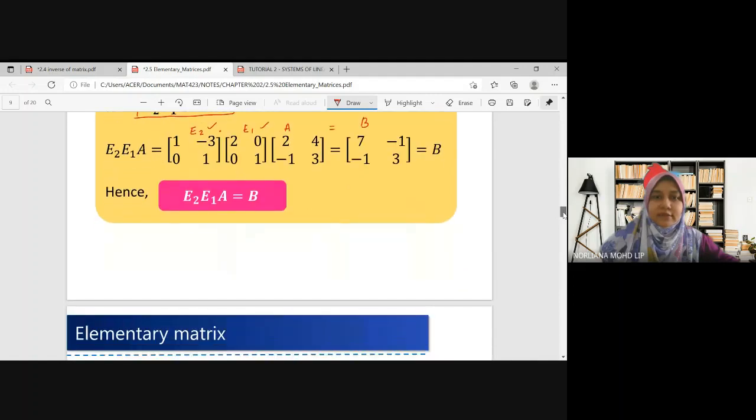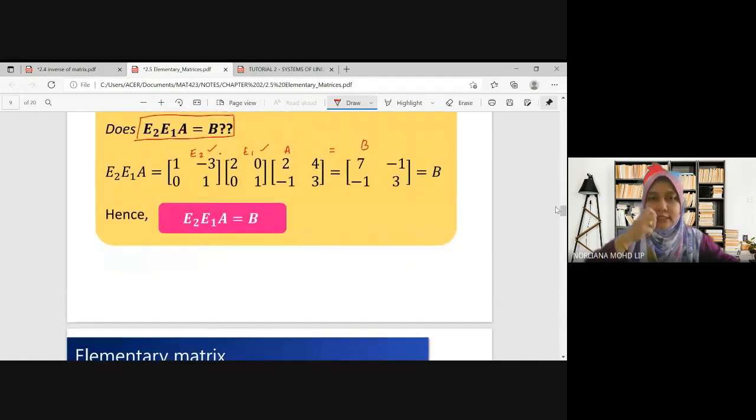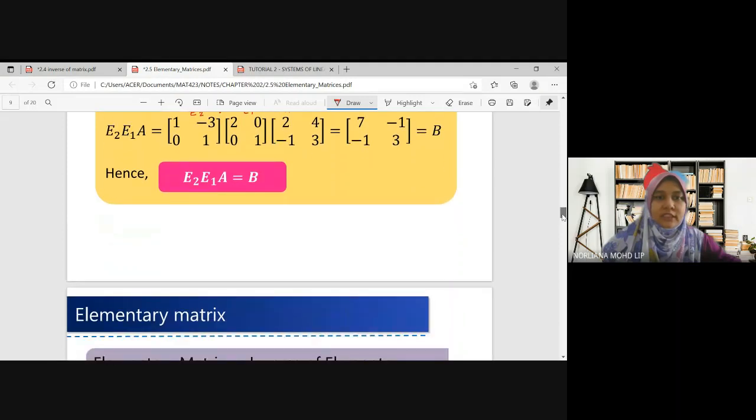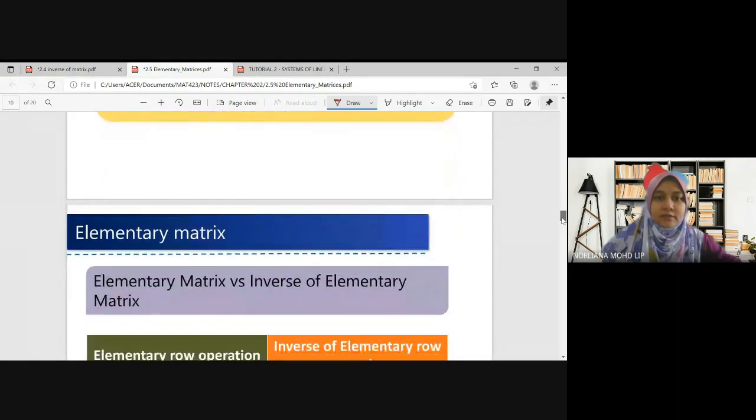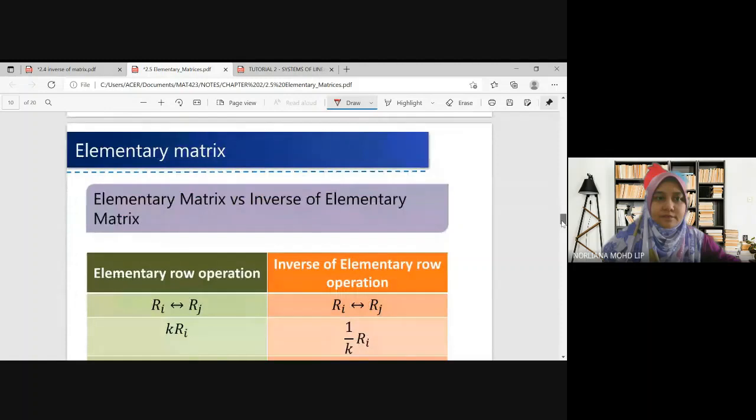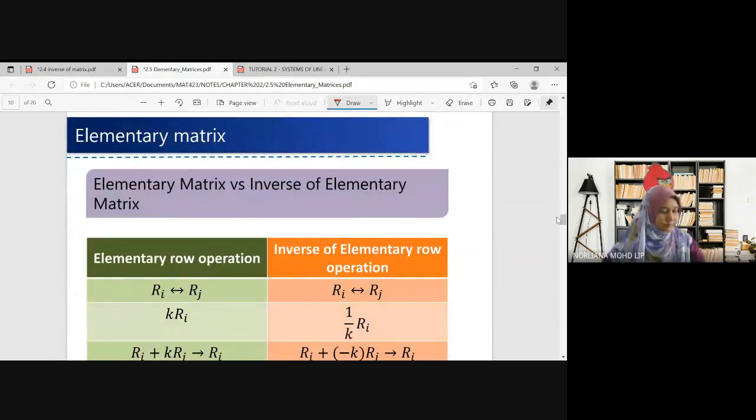Okay. Yang penting awak tahulah macam mana nak cari elementary tu kan. Elementary daripada identity, kita gunakan operation, setiap operation tu. Identity dapat ke elementary. Okay, next. Elementary matrix. Okay, elementary matrix versus the inverse of elementary matrix.